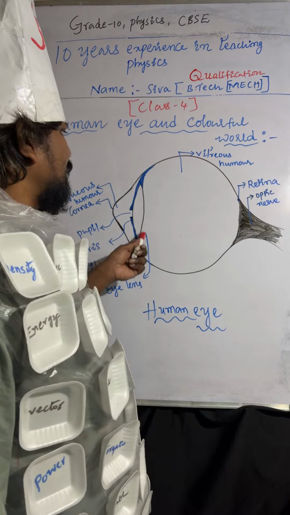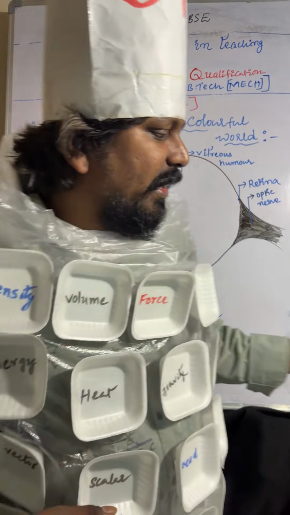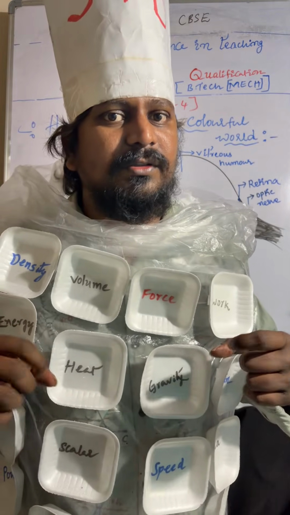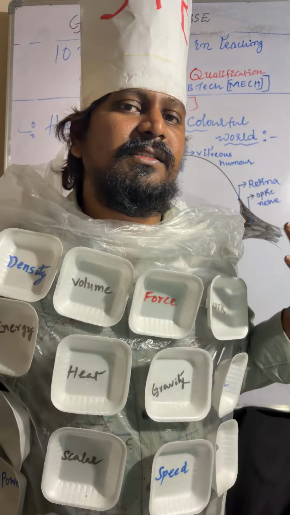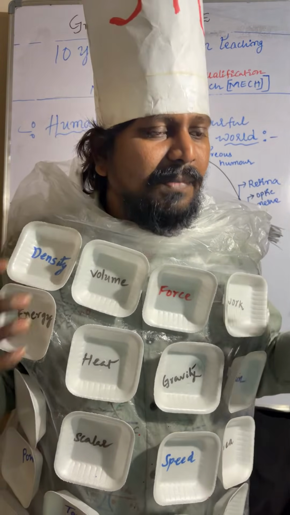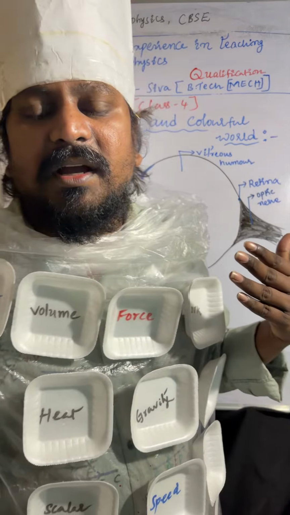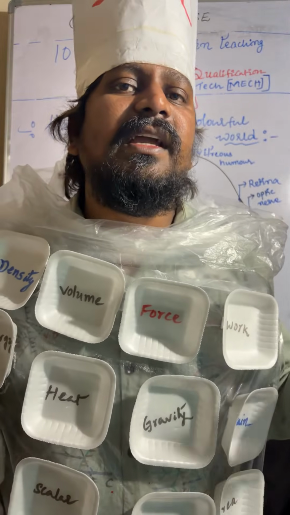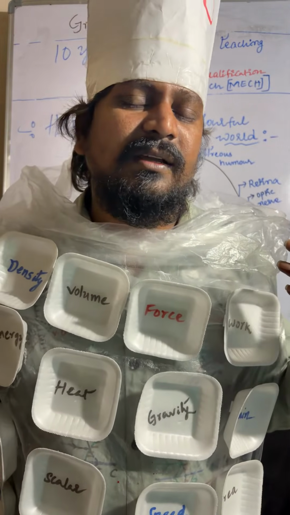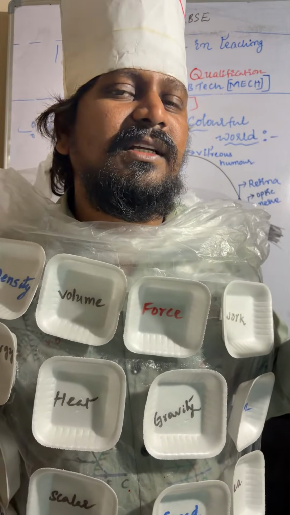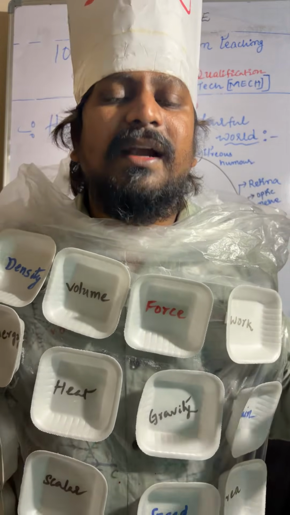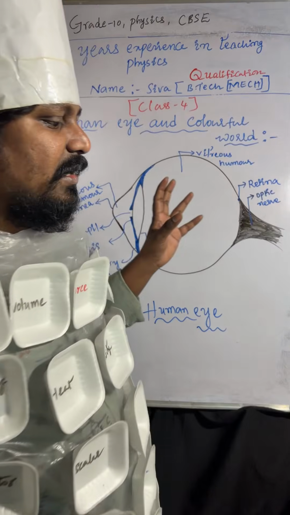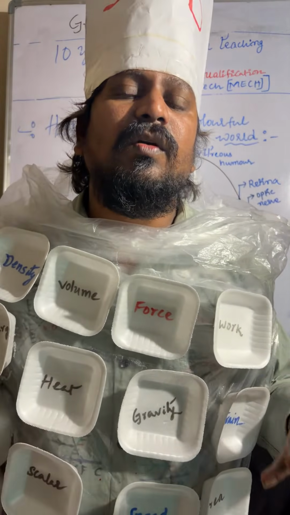Coming to the ciliary muscles: in mobiles we can zoom in and zoom out according to the distance of the object. But in real life, we can see a nearby object immediately, and at the same time a far distance object also, without any gap. So what exactly is happening? Here you can see the ciliary muscles, which are holding the lens.